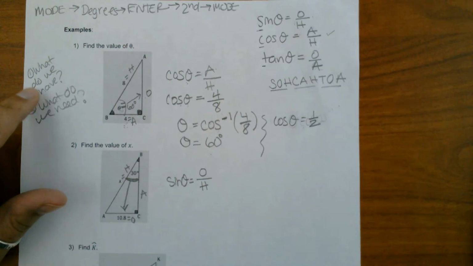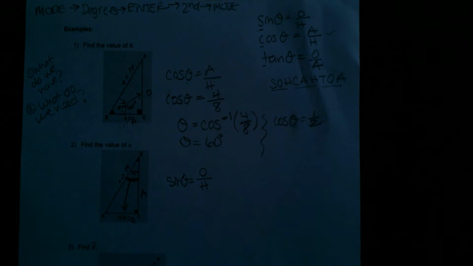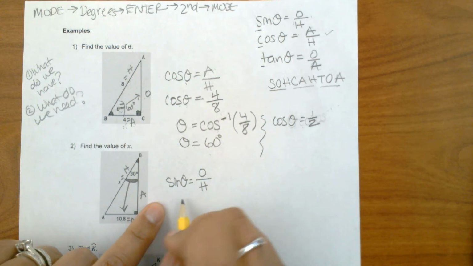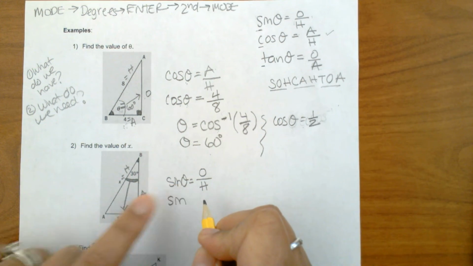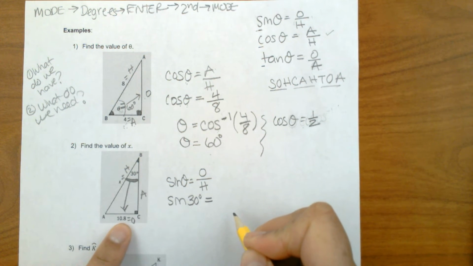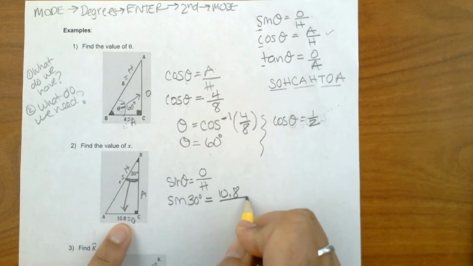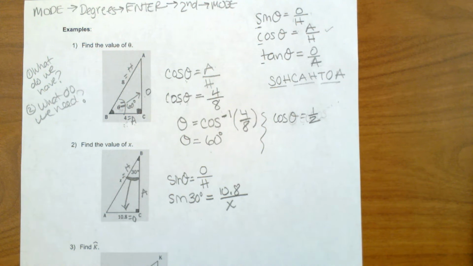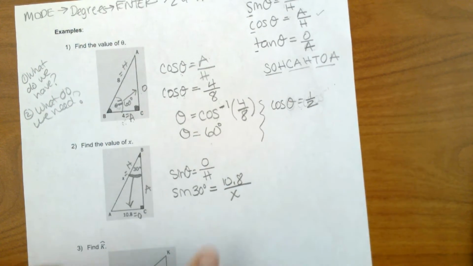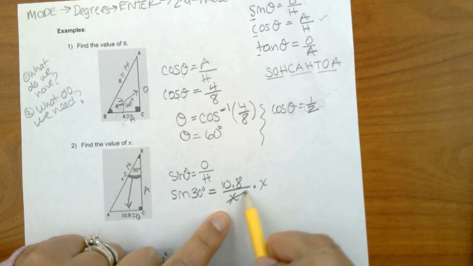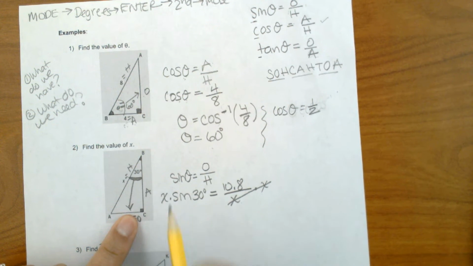So I look to see what we have to be able to solve our problem. All right, so let's put our information in. Sine of the angle measurement, 30 degrees, because that's the angle that we're using, equals opposite, 10.8, divided by hypotenuse, x. Okay, let's solve this. Now, the 10.8 and the x are being linked together by division, so let's multiply to undo it, multiplying over here.